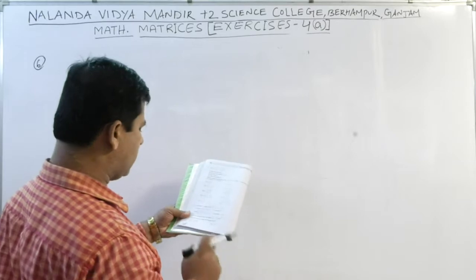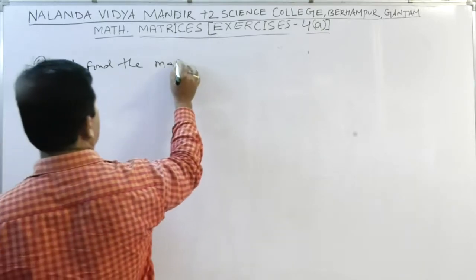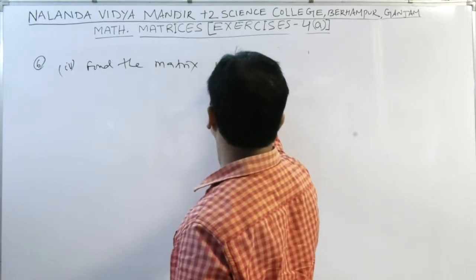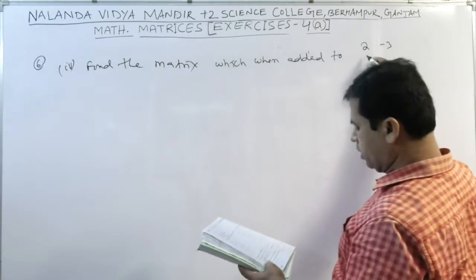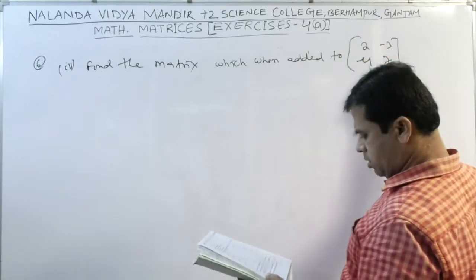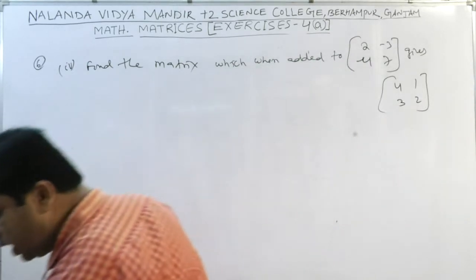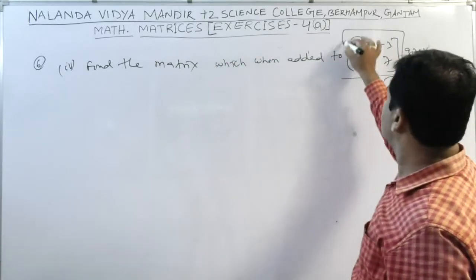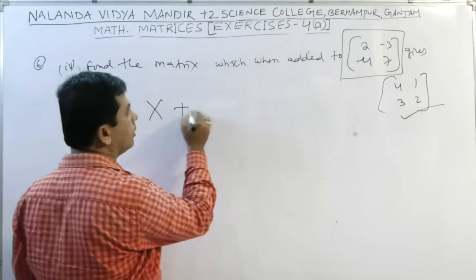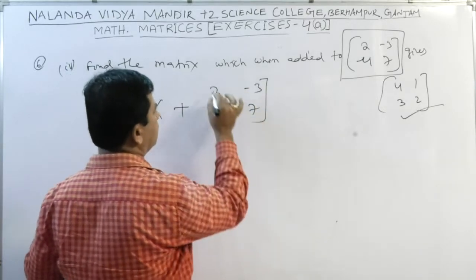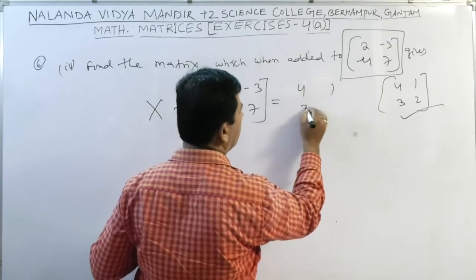Find the matrix which when added to the matrix 2, minus 3, minus 4, 7 gives 4, 1, 3, 2. That means, if a matrix is added to this matrix, we get this type of matrix. If we take matrix X and add it with 2, minus 3, minus 4, 7, that gives 4, 1, 3, 2.